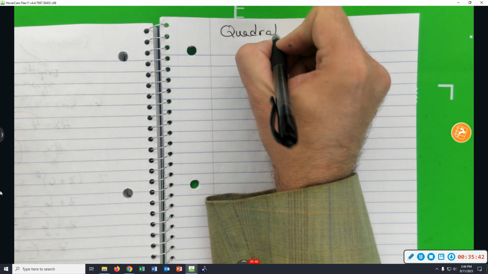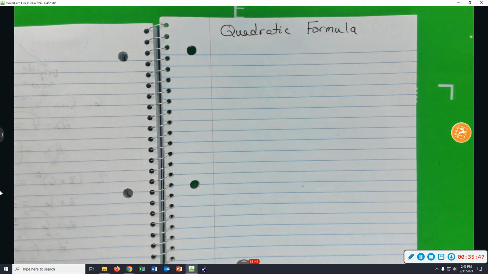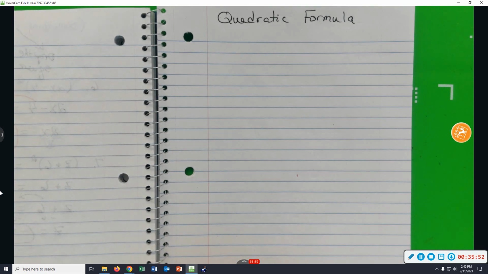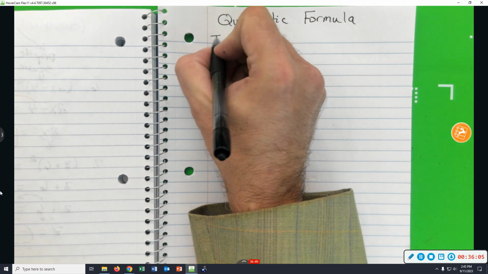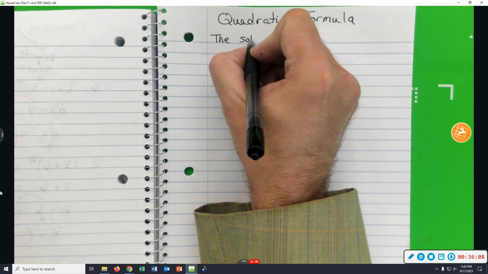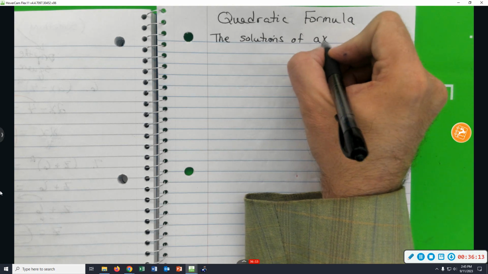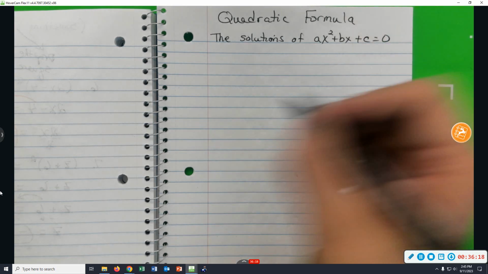The quadratic formula. This is a formula you can use to solve any quadratic equation. You've got to first have the equation written in standard form. So here it is. The solutions of the equation ax squared plus bx plus c equals 0.